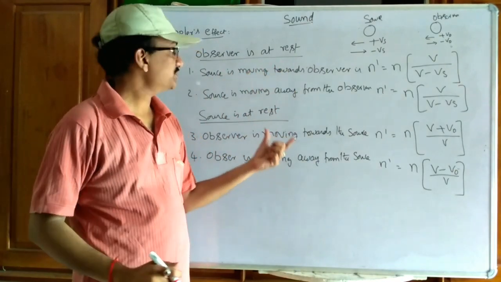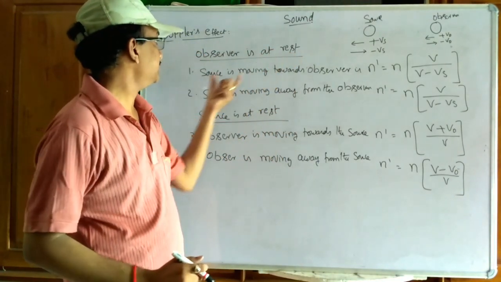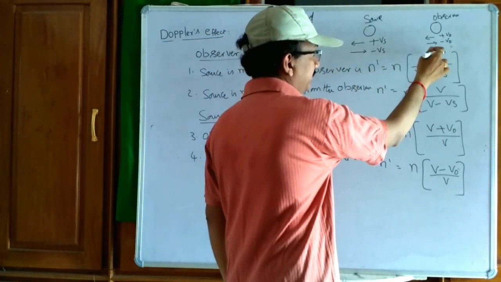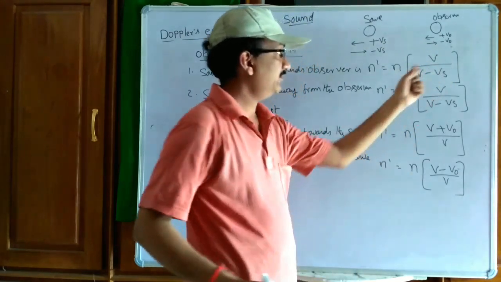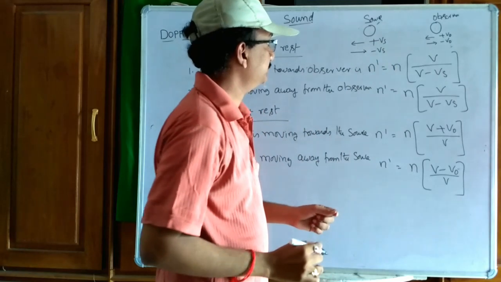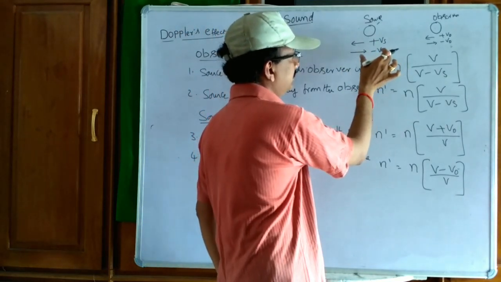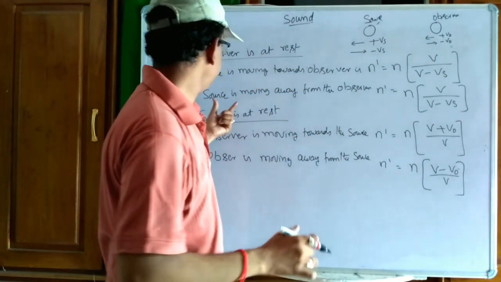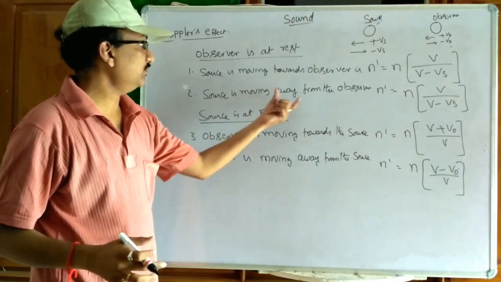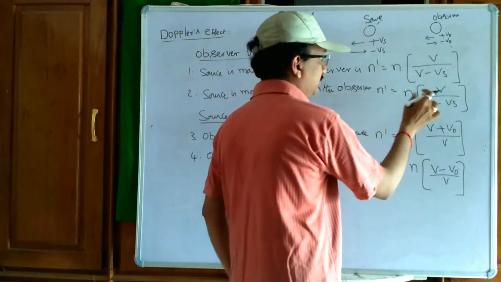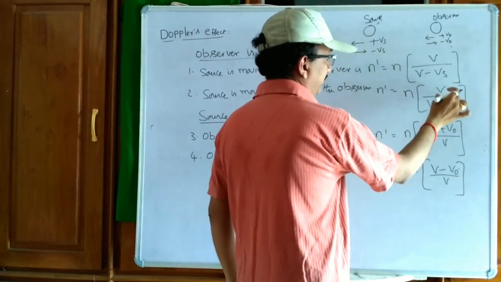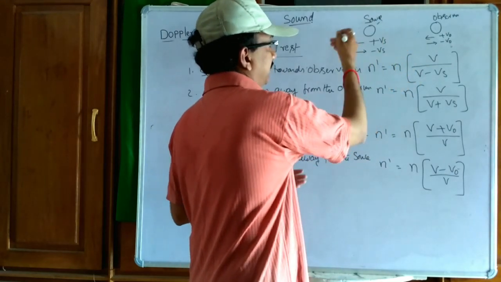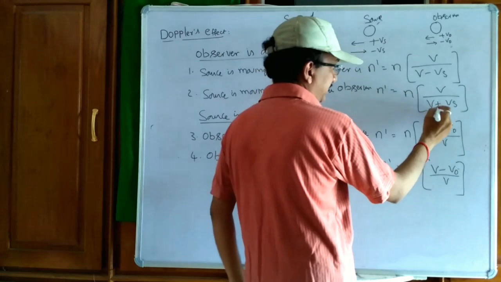Finally, the synopsis of this question is, when the observer is at rest and the source is moving towards the observer, the apparent frequency n dash is equal to n into V by V minus Vs. Here Vs means the source. When the source is moving towards the observer, which is taken as negative here, right hand side is taken as negative. For the second equation, the source is moving away from the observer, that is n dash is equal to n into V by V plus Vs. That means when the source is moving in the left hand side, that is taken as a positive term.